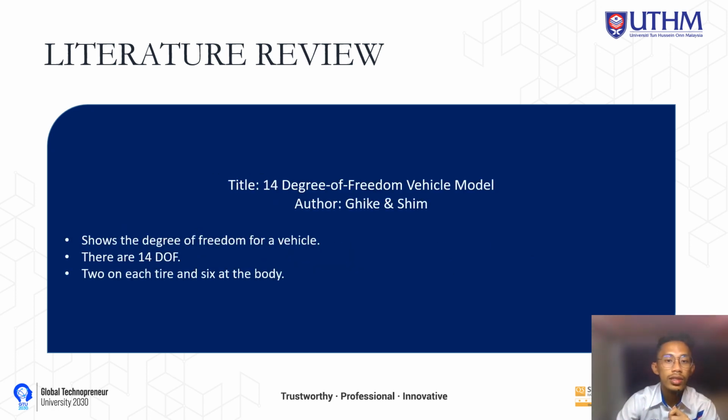The last article, the title is 14 Degree of Freedom Vehicle Model. The finding in this article shows the degrees of freedom for a vehicle. There are 14 degrees of freedom. The sprung mass has 6 degrees of freedom, including the longitudinal, lateral, vertical, roll, pitch, and yaw motion. Each wheel is allowed to have 2 degrees of freedom, which consist of the vertical motion of the wheel and the wheel spin.